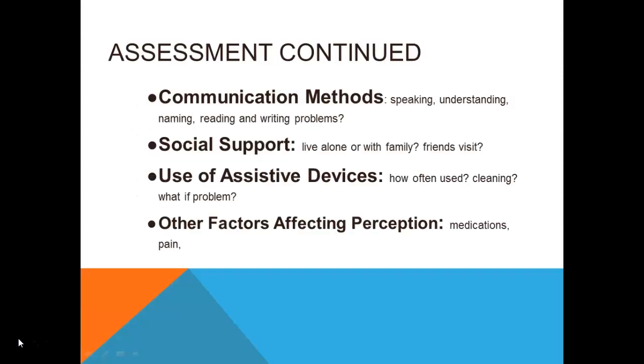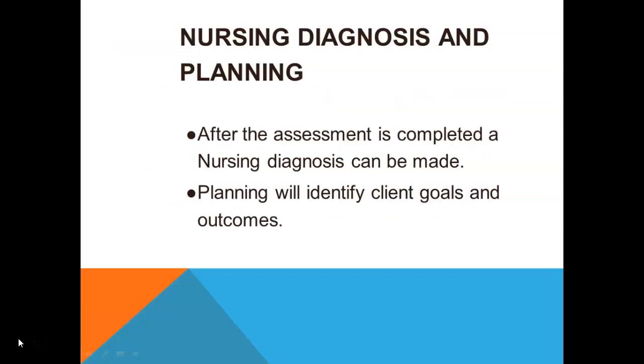Another assessment, you want to look at their speaking and understanding. Their social support. Do they live alone? Do they have family? Do their friends visit or family visit? Do they use assistive devices and how often? Do they need cleaning? And do they have any problems with that? Other factors, they might have medication or pain that could affect their sensory.